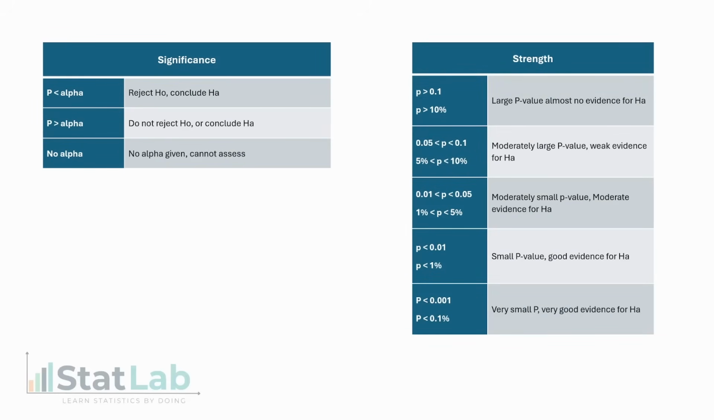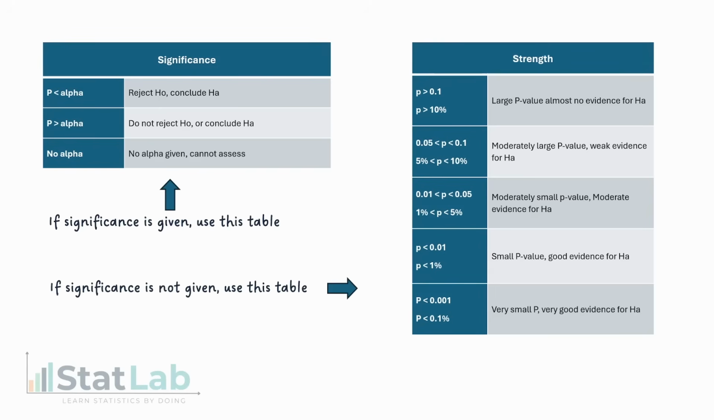It depends on whether or not we were given a significance level in the question. If we were given significance, we're going to use this table here. If your p-value is less than the significance level, you reject H0 and conclude HA. If it's greater than, you do not reject H0 or conclude HA. And if it's not given, then you cannot assess. If the significance is not given, we're going to use our strength table instead. Depending on the size of your p-value, it will tell you how strong or good your evidence is.